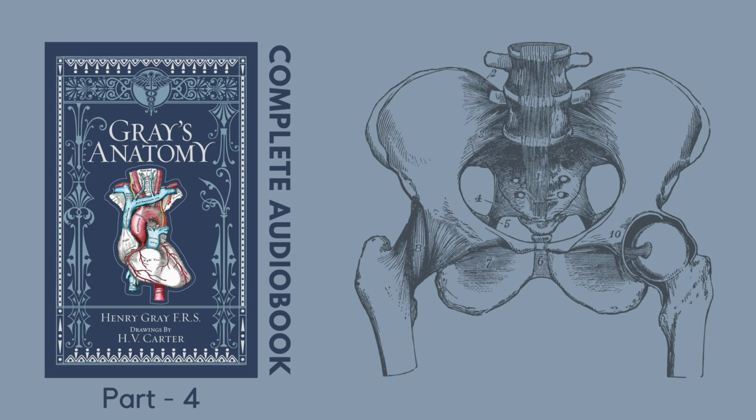The upper portion is subdivided into two areas by an oblique ridge, which runs downward and outward. From the upper and outer area, the semimembranosus arises. From the lower and inner, the long head of the biceps femoris and the semitendinosus.